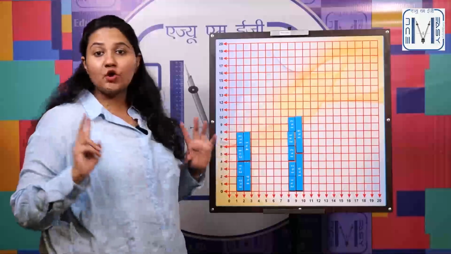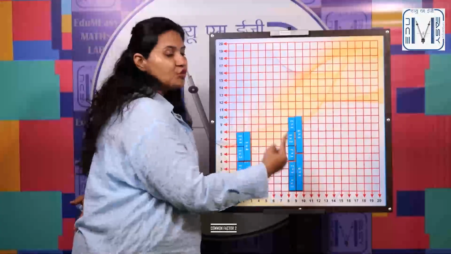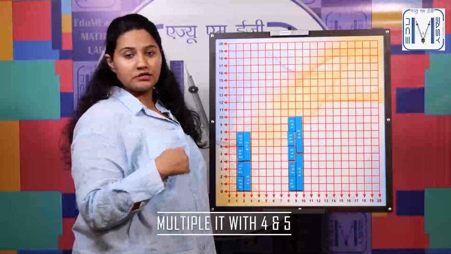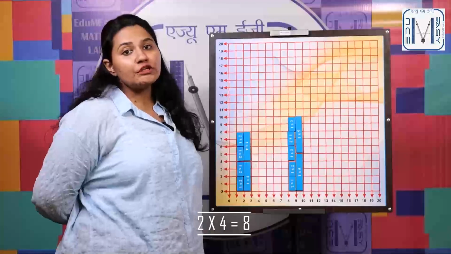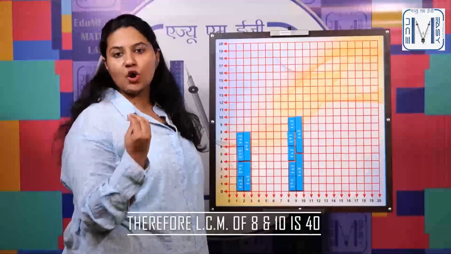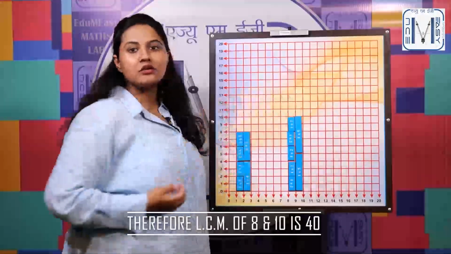Now if I have to find the common multiple, it's very simple. You take out the common factor 2, and then you multiply it with the two remaining factors, that is 4 and 5. So 2 into 4 is 8, and 8 into 5 is 40. So the LCM, or the least common multiple of 8 and 10 is 40.